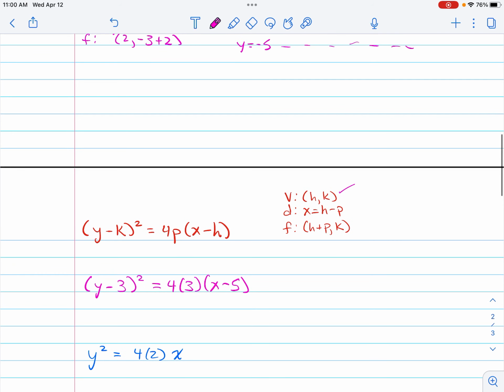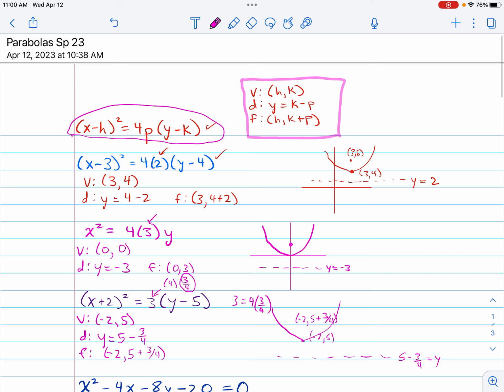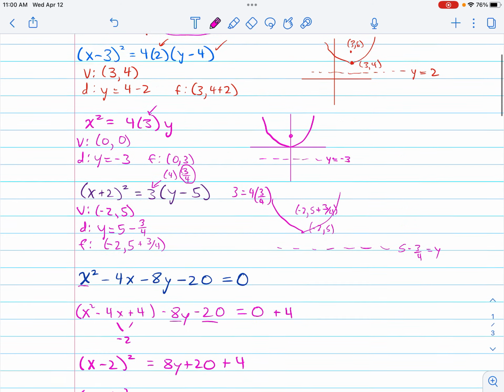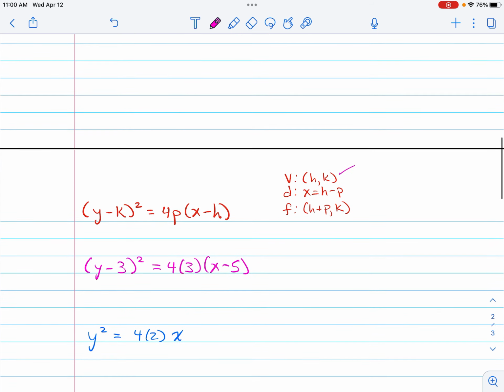So, and notice now, just like up here, all the action was on the y's. If we wanted to find the directrix, we subtract it from the y. If we wanted to find the focus, we added or dealt with the y. Now down here, all the action is going to be on the x. We're going to subtract from the x or add to the x. So let's look at this.